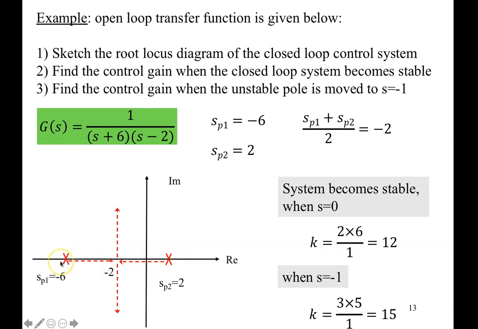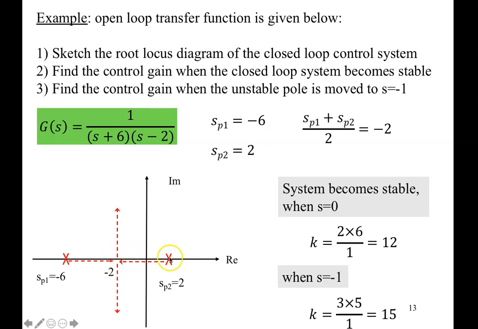-1 and -6, that's 5. It's distance, so they don't carry signs. There is no negative number. It's the distance between where I want the pole and the open loop poles. If there are open loop zeros, then we put them at the bottom.